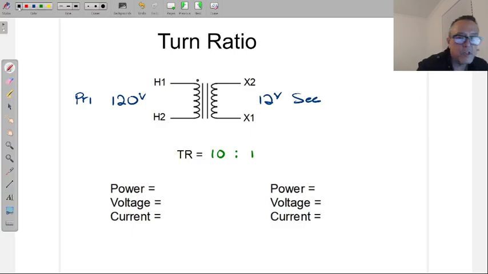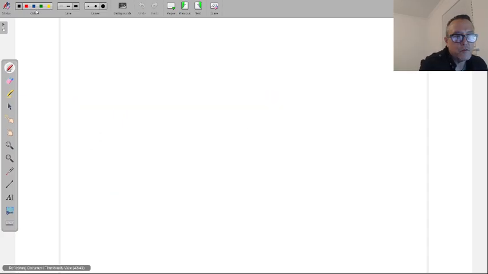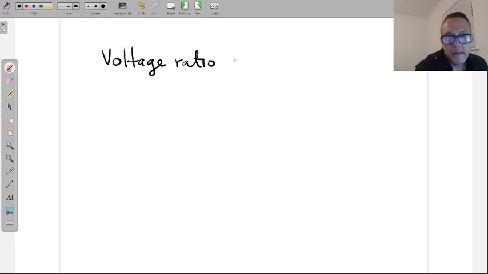Now, 10 to 1 tells us a lot of things. First of all, it's letting me know that the turn ratio and the voltage ratio are the same. All right, so we can write that as a note. I'll take a fresh page here to write that, which is voltage ratio. This is a good note to have. Is equal to turn ratio. I'll just write TR. You can write that out.